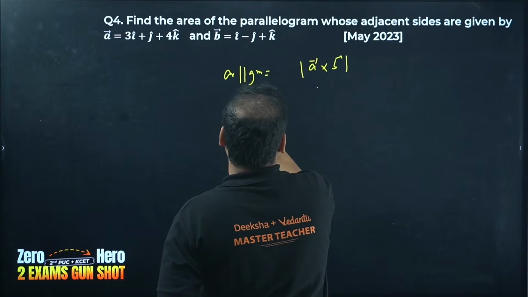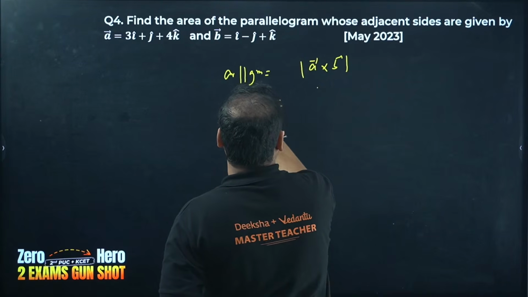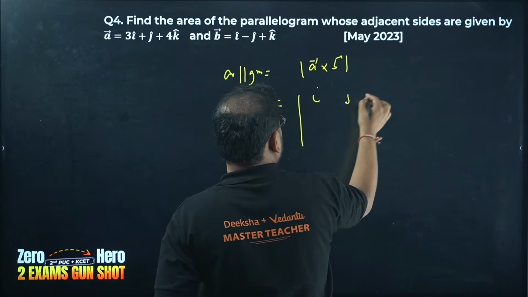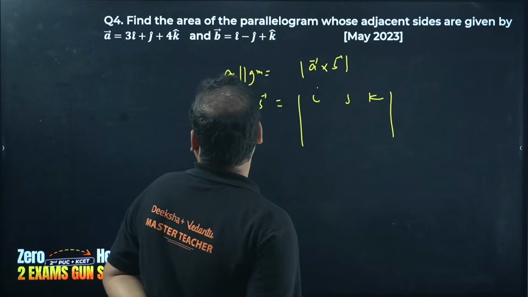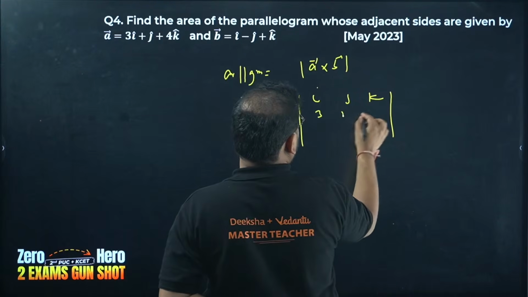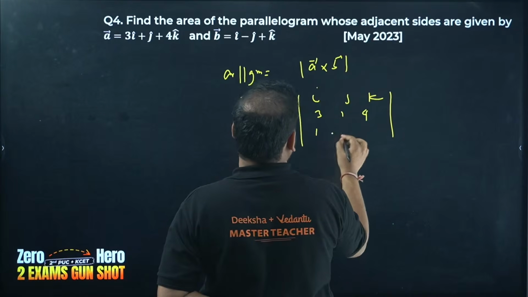Can you find A cross B first? Let's find A cross B first. First row is I J K. Mod is 3, 1, 4. This is 1 minus 1, 1.